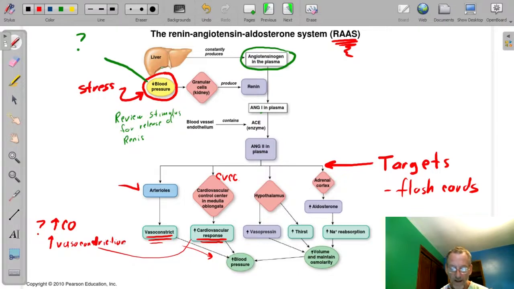Okay. Angiotensin 2, back to the hypothalamus, increased vasopressin, or increased ADH. That's going to retain more water, less of it's lost. That will increase the blood volume, increase the thirst, increases blood volume, and then we get over to the adrenal cortex, release of aldosterone, sodium, etc. So, fix the stress.